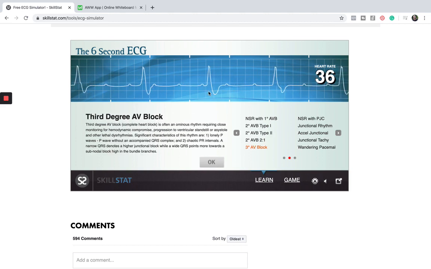Now watch this. Here's your third degree heart block. I want you to watch the PR intervals. The pearl with third degree heart blocks is there's no pattern. There's no longer, longer, drops, and there's also no consistent PR interval, but there are dropped beats. So if it's not longer, longer, drops and it's not consistent PR, it's got to be third degree.